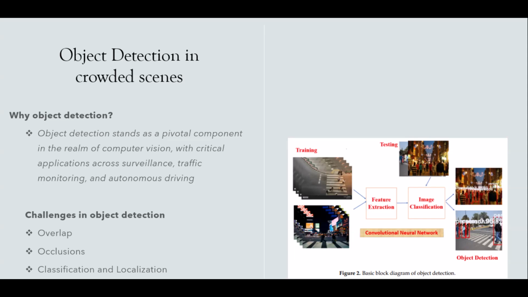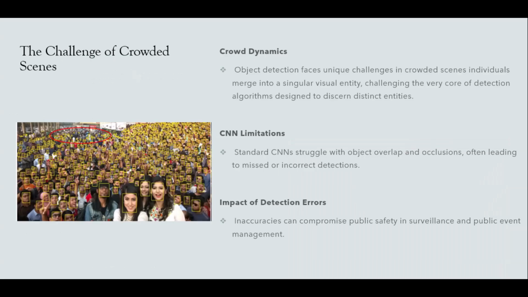So why is object detection in crowded scenes a challenge? Remember, during object detection, you're looking out for a single person or a single object. But in crowded scenes, you may have overlapping objects. For example, if you look at the second image, you can't even see some individuals, but yet they are there, meaning they are overlapped. Then we have another challenge, occlusions, then another one of classification and localization.